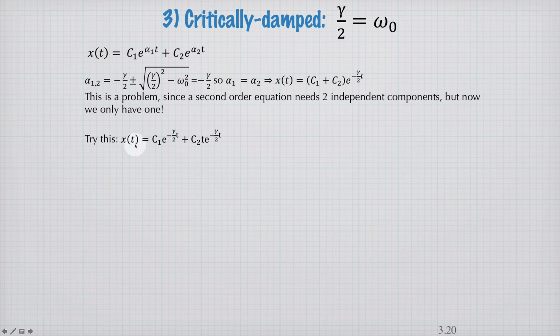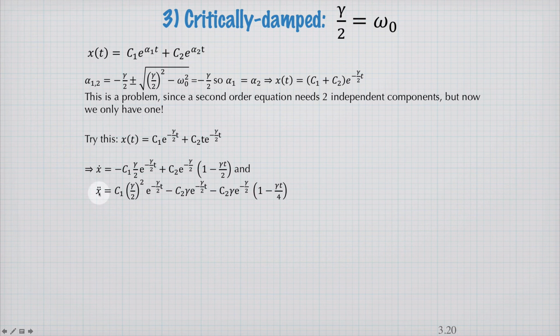What we want to do is show that this function of x can solve our differential equation in the case where gamma on 2 is equal to omega naught. To do that, we need to know x of t, x dot, and x double dot, and we'll substitute x dot and x double dot into our differential equation. But in the case where gamma on 2 is equal to omega naught, we can write it like this, so we get rid of omega naught squared. And substitute in these expressions for x dot and x double dot, and show that it equals 0.